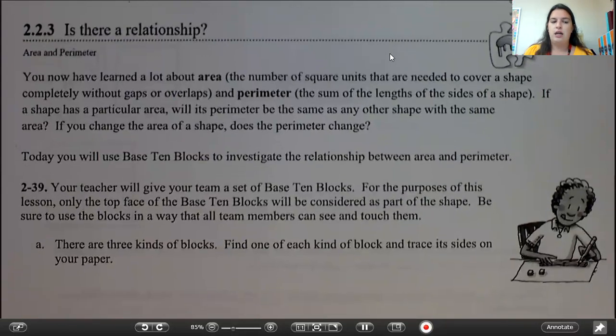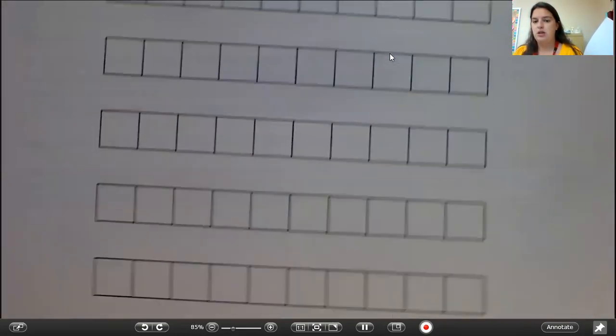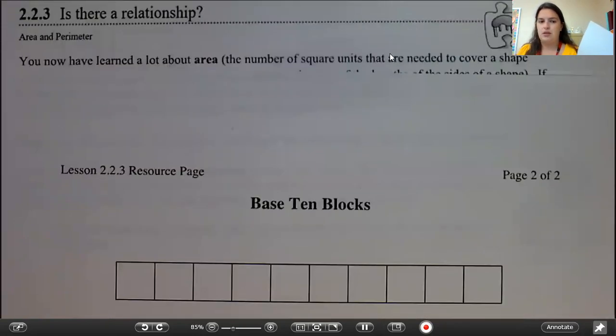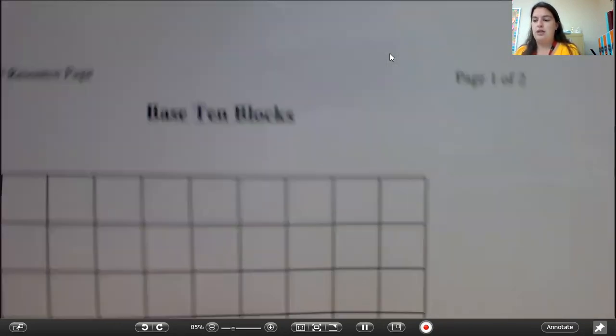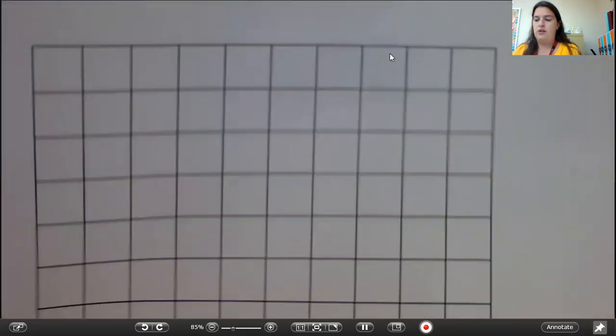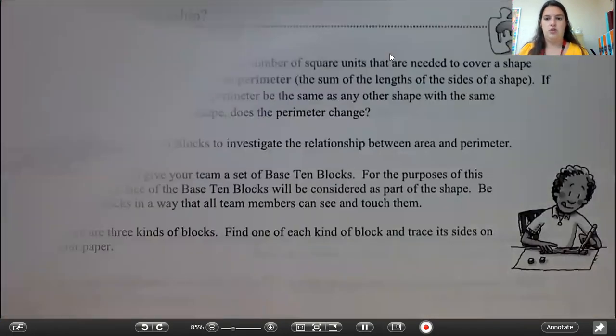So looking at 239, you will need base 10 blocks. I have included base 10 blocks in your resource pages. These are your base 10 blocks, page 2, and this is your other page. You have individual ones at the bottom there. You will need to pause the video and cut these out. Do not cut each individual square out here. This is a whole big square. Down here at the bottom of page 1, you do want to cut them out individually. And on page 2, you want to cut them in long lines. So pause the video and go ahead and do that.